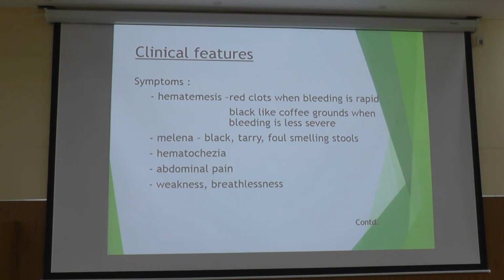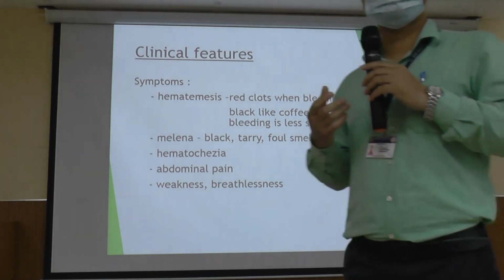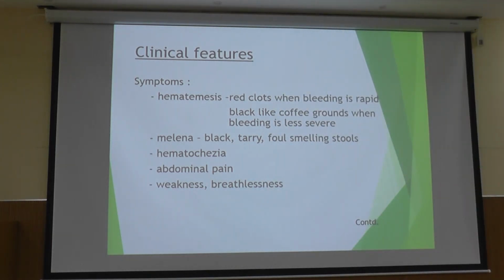So, what is this coffee ground color because of? Acid hematin. Very good. This coffee ground color of the vomitus is because of the conversion of hemoglobin by the acid of the stomach to acid hematin. Okay. Then why is the melena black? When it's coming out through the mouth, it has coffee ground color. But when it comes out per rectum, why is it black?